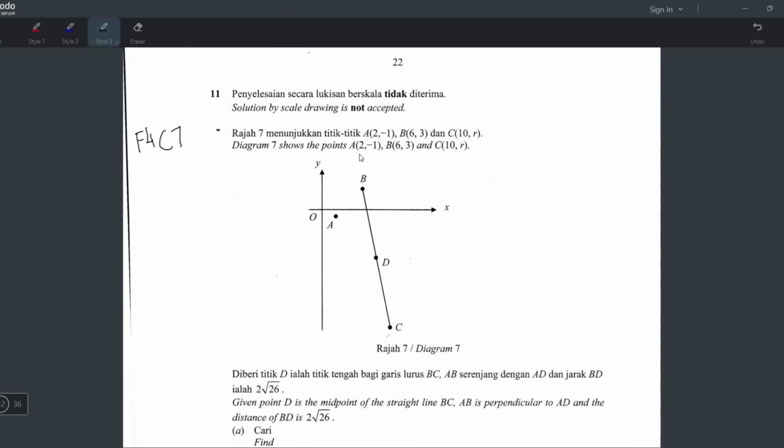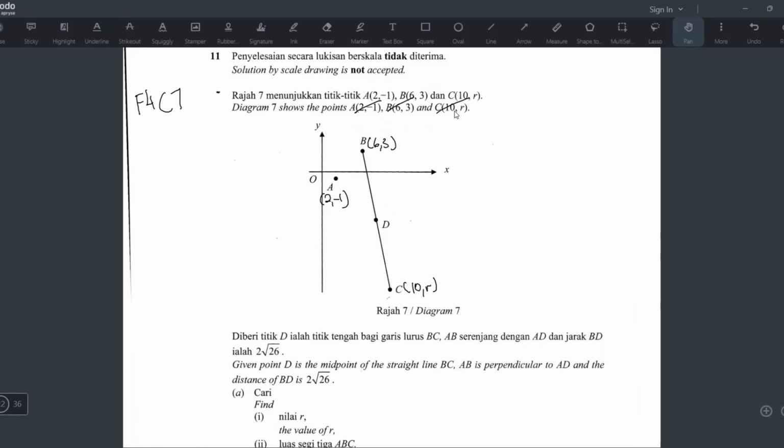Okay, diagram 7 shows point A, point B, point C. We should label this. So A is (2, -1). Okay, B is (6, 3), label (6, 3). And then C is (10, R). Oh, they never give us the point C. Yeah, the y coordinate never give you, right? So the point C is not complete. So I'm sure later they will give some other information to help me find the R.